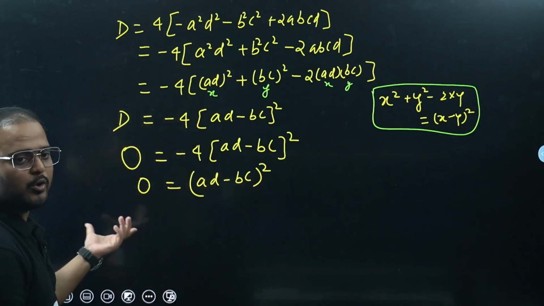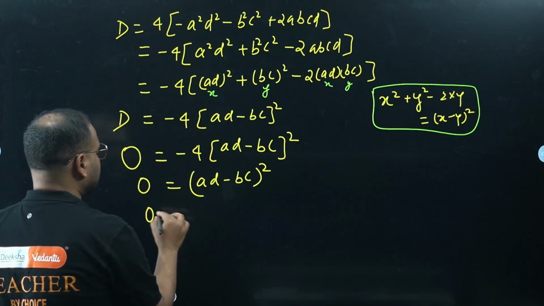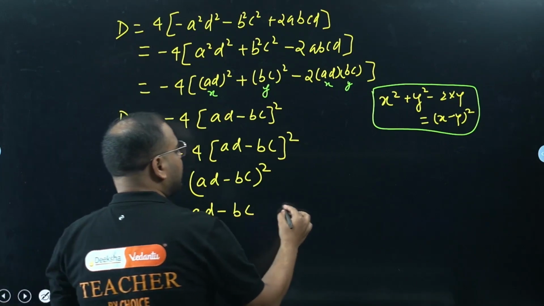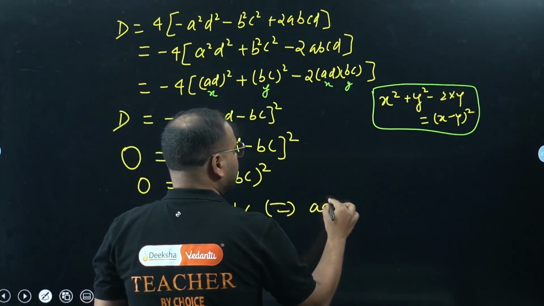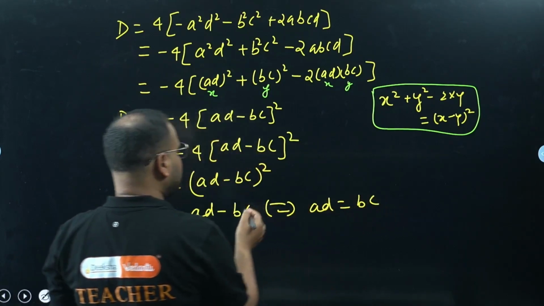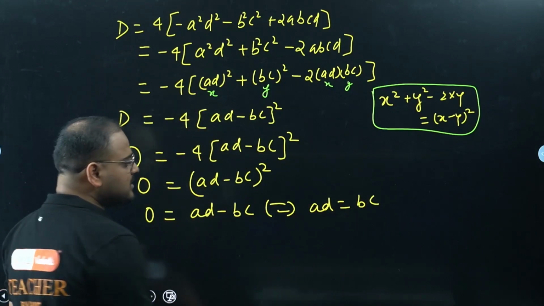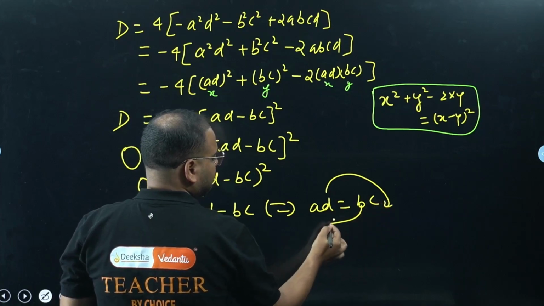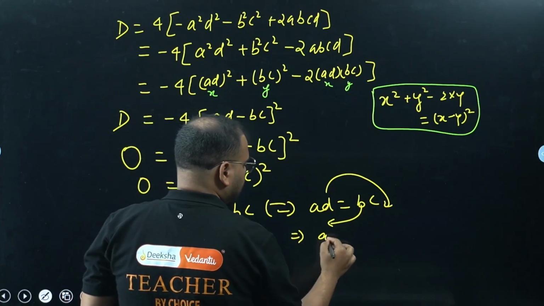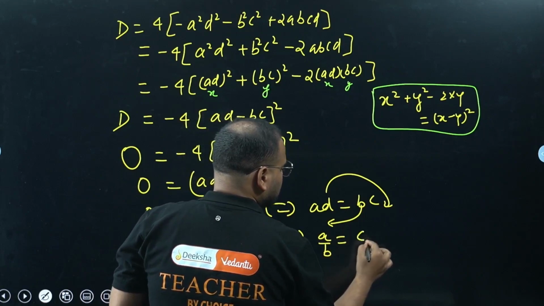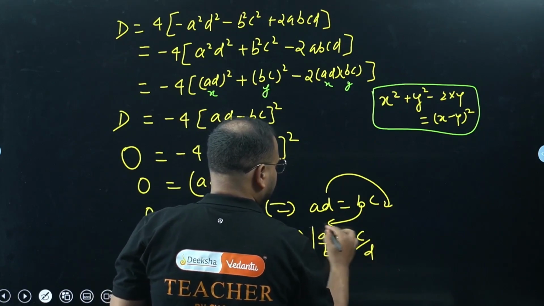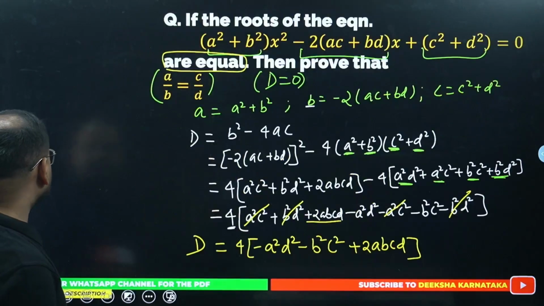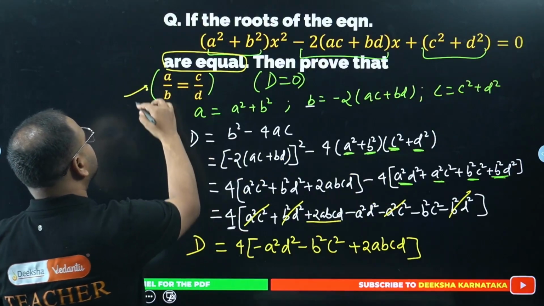If I take a square root on both sides, what will happen? Remains same, sir, because 0 is here. AD minus BC, what does it provide us? Sir, AD equal to BC, because negative BC can be taken on this side, becomes equal to BC. Take B here and take D there. This will become A by B equals to C by D. Is it our answer? A by B equals to C by D.